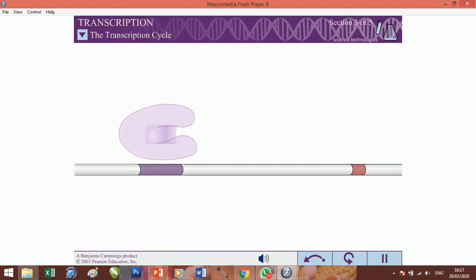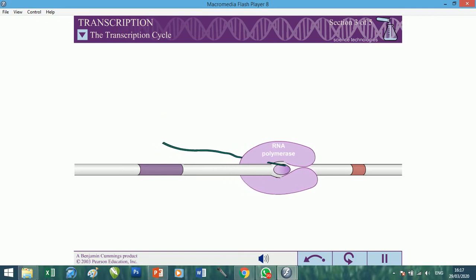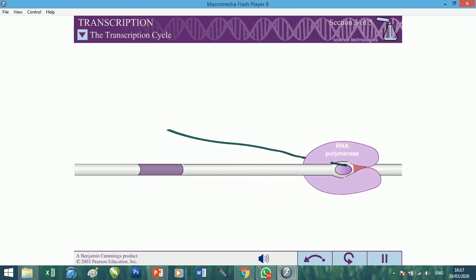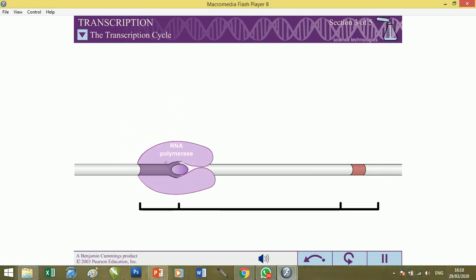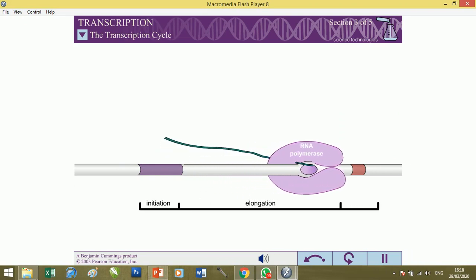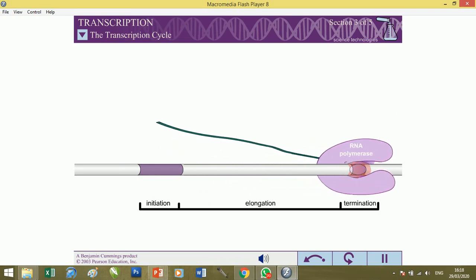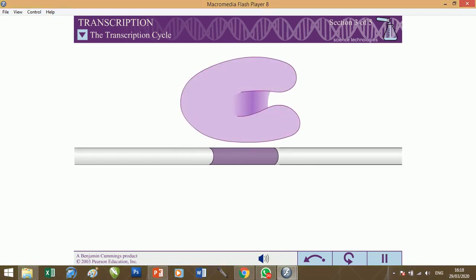The transcription cycle is the series of events between binding of RNA polymerase to the target gene and dissociation of RNA polymerase and the completed RNA transcript from the DNA. The transcription cycle is divided into three phases: initiation, elongation, and termination. Transcription initiation can be divided into three steps.